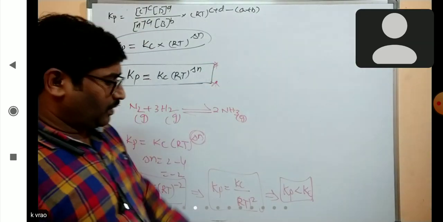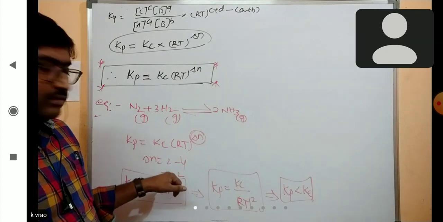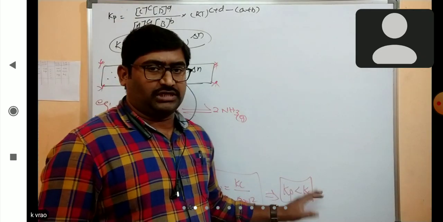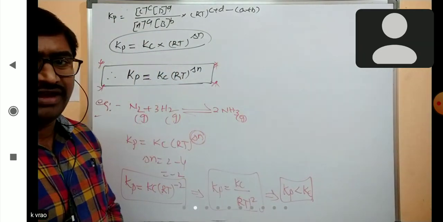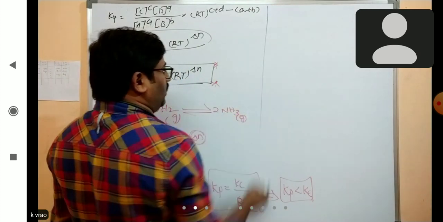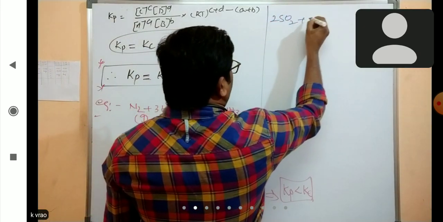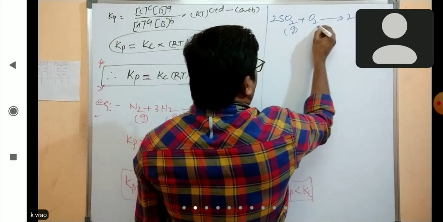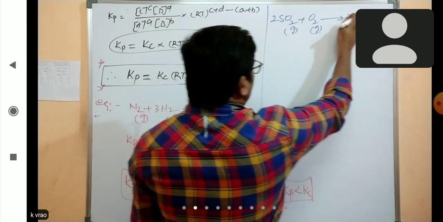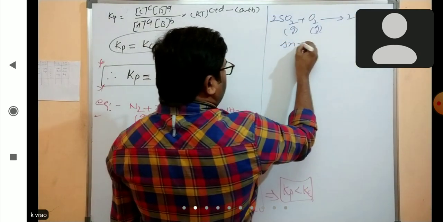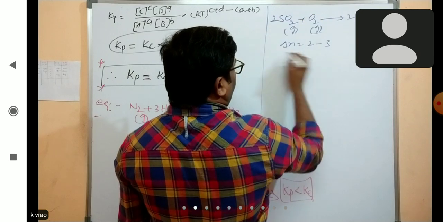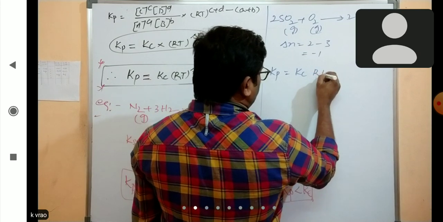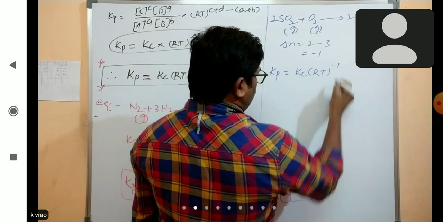Are you following me? So when delta n is equal to negative, then Kp is smaller than Kc. Remember this. See here, 2SO2 plus O2 gives 2SO3, all in gas state. Delta n is equal to 2 minus 3, which is minus 1. Now Kp is equal to Kc into (RT) whole power minus 1.